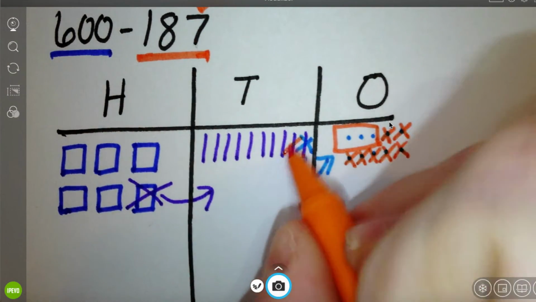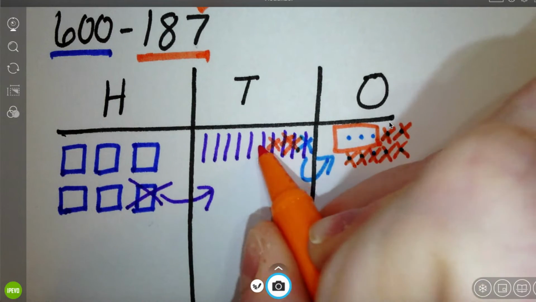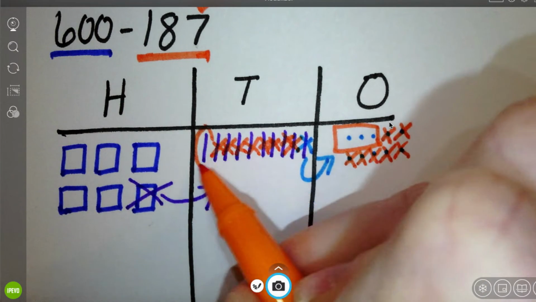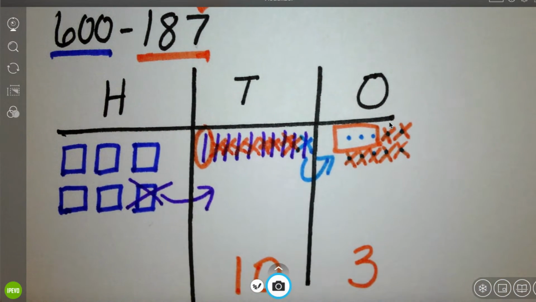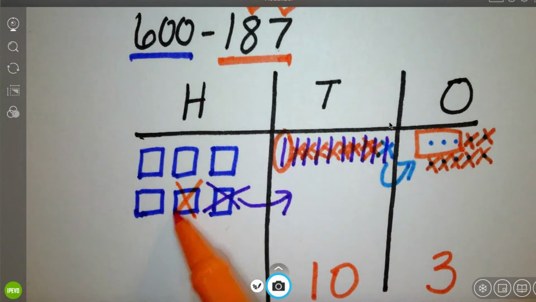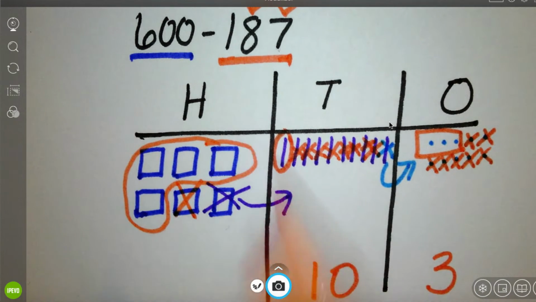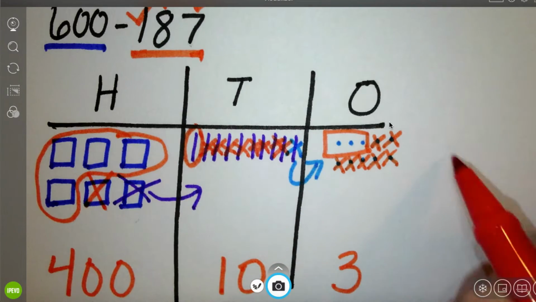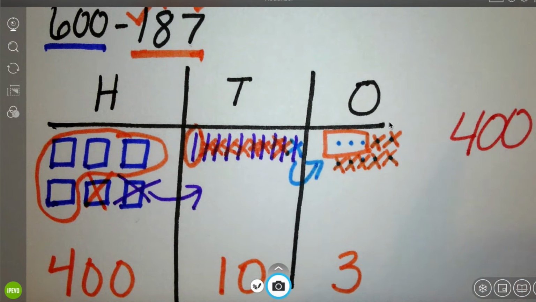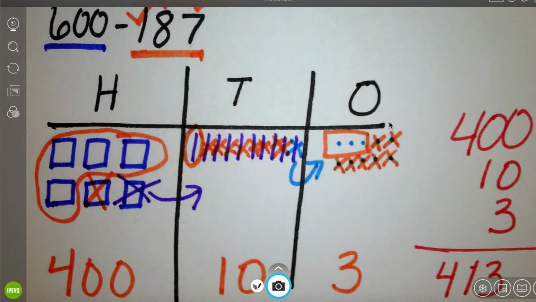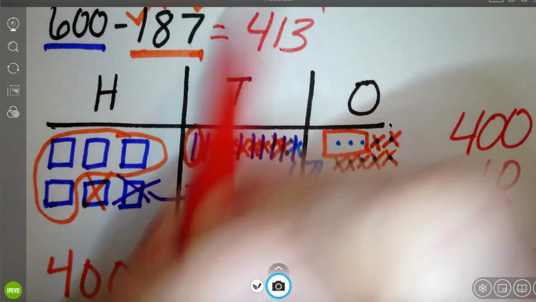Now I'm going to take away my 8 tens, which is taking away 80. And then what I'm left with is 1 ten. So I will have 10 in my tens place. All right, after I check the tens place off, now I'm going to take away my 100 from my 187. And that leaves me with 400. And I'll check it off. Now all I need to do is put all of my place values together. So 400 plus 10 plus 3 is going to give me 413. So my difference is 413.